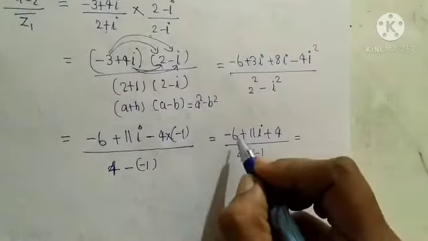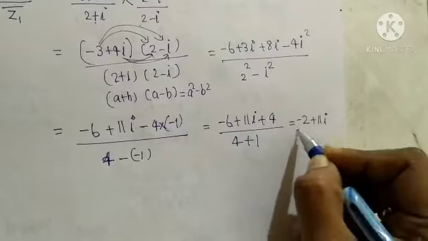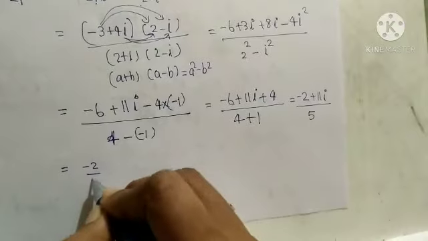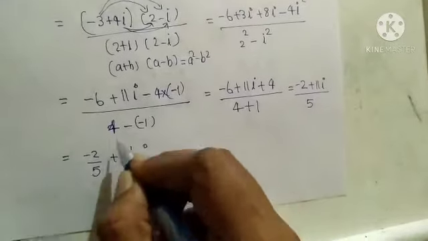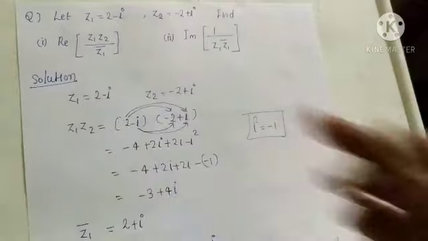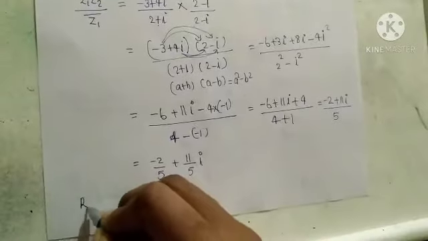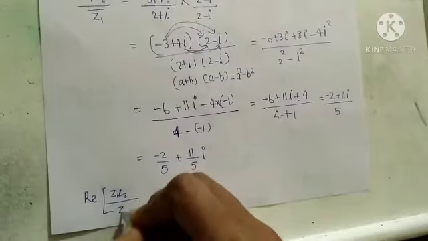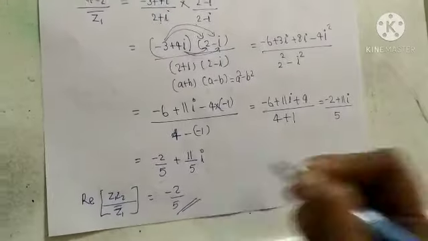and this will be equal to minus 6 plus 4 will become minus 2 plus 11i divided by 4 plus 1 is 5, and this can be also written as minus 2 by 5 plus 11 by 5 i. This is our real part and this is our imaginary part. So in this question, first part of the question, we need to find out real part of z1 z2 by z1 bar. So from this we get real part of z1 z2 by z1 bar is equal to minus 2 by 5. Okay.